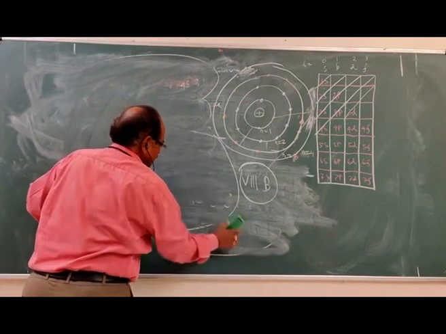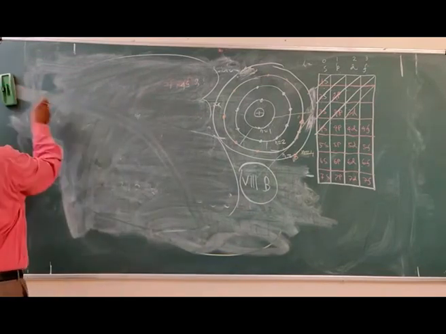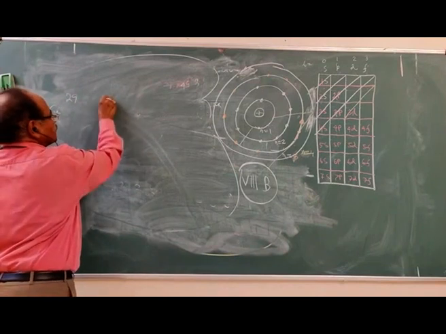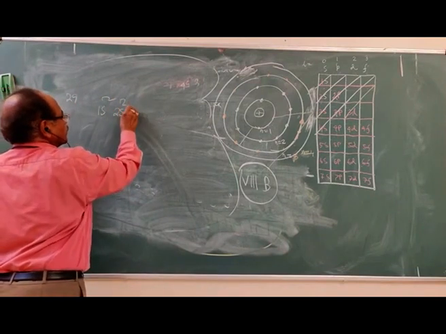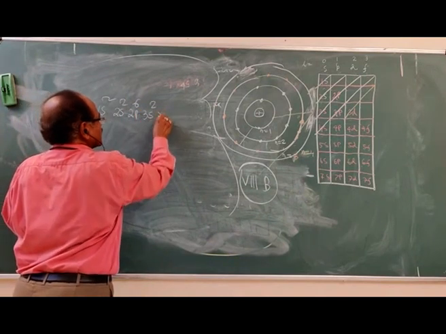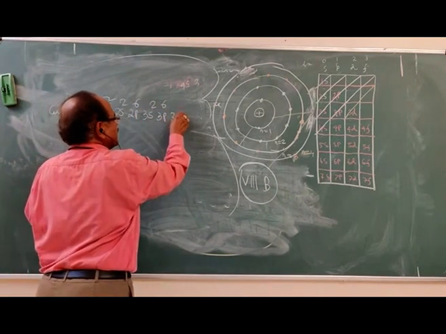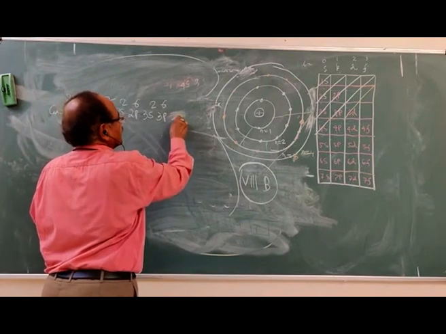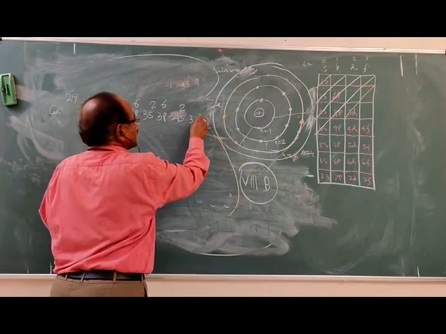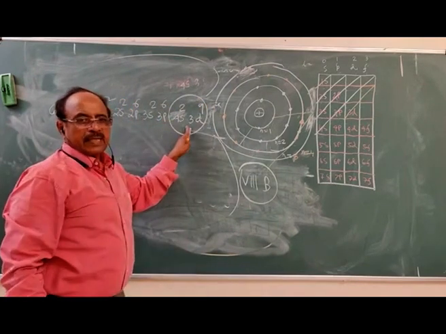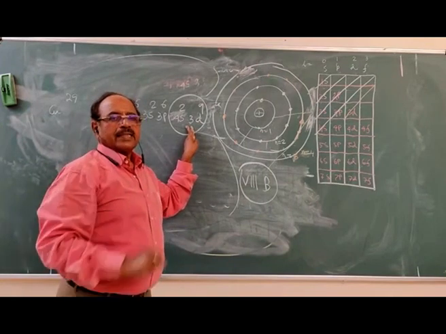Copper 29. If you come to copper, it has a very typical configuration. Copper 29: 1s2, 2s2, 2p6, 3s2, 3p6, 4s2, 3d9. It should be like this, 3d9, but it will not be 3d9.